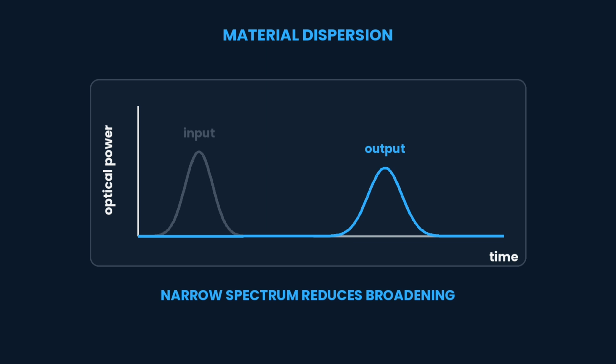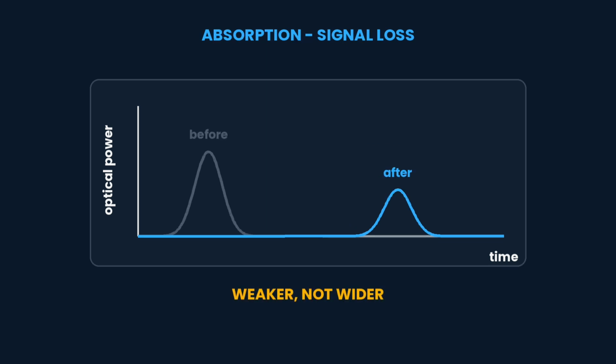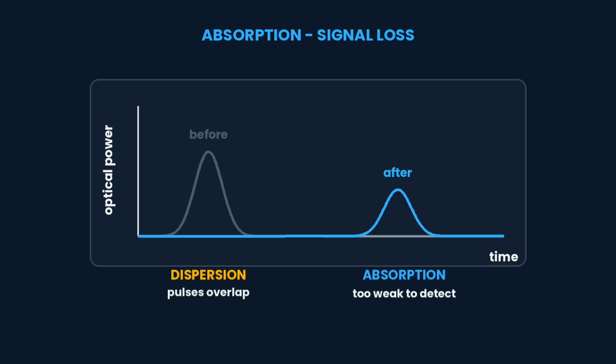Absorption is signal loss rather than pulse spreading. Some optical energy is transferred to the fibre, so the pulse weakens with distance. High purity fibre and low absorption wavelength reduce the attenuation. Broadening can make neighbouring pulses overlap, absorption can make them too weak to detect.